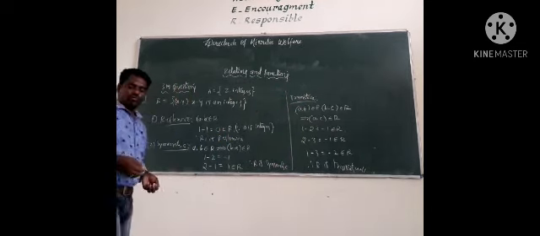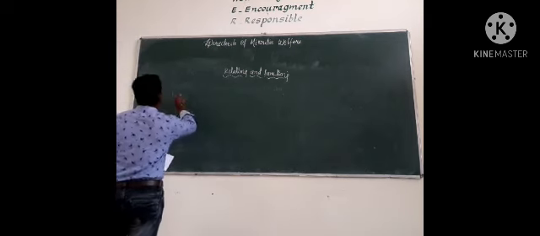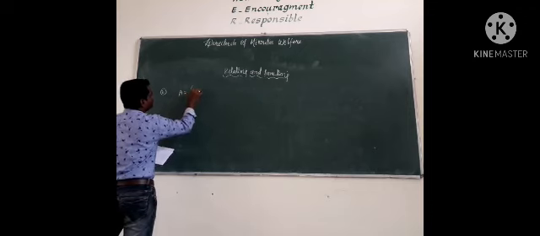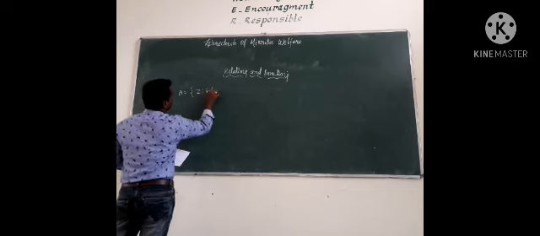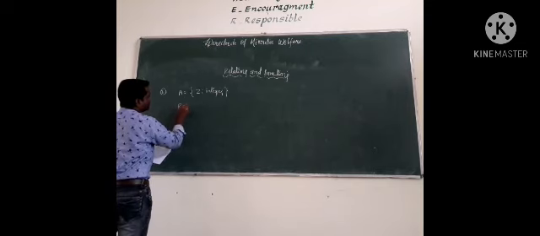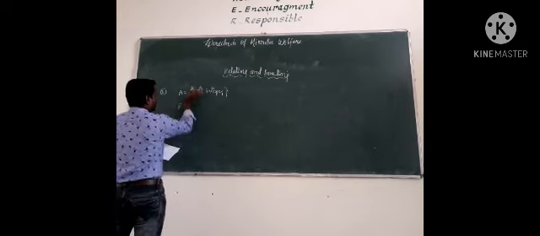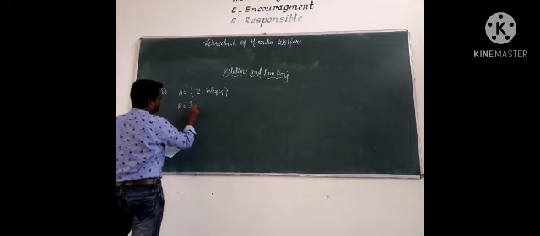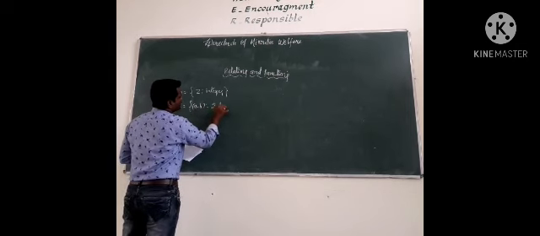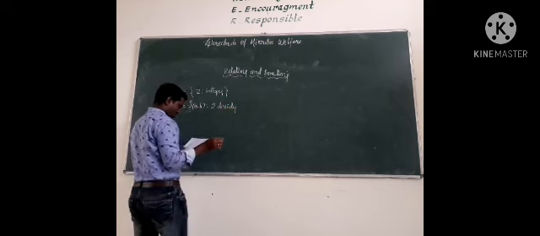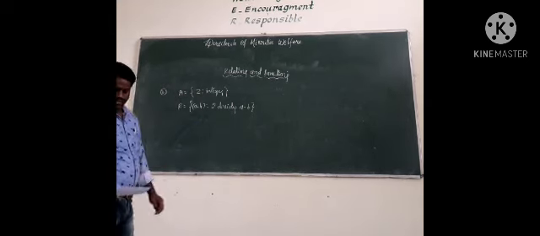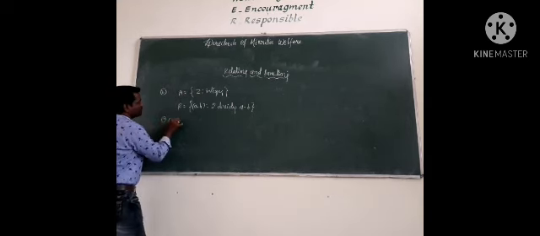Okay. Let's go for the second question. Here the second question is: the set A equal to Z, the integers, and the relation R equal to {(a, b) : 2 divides a minus b}. The first one, what about reflexive?